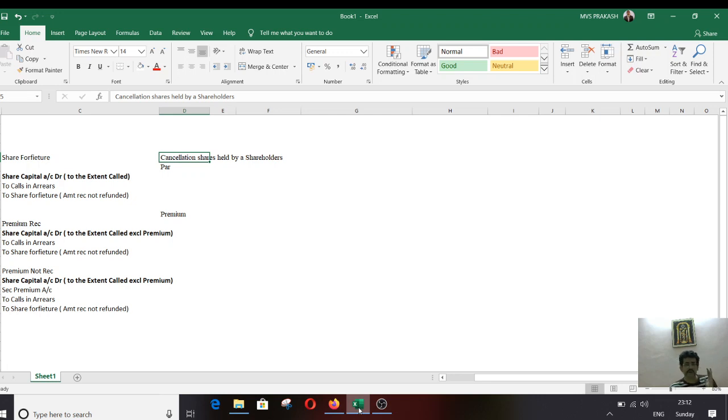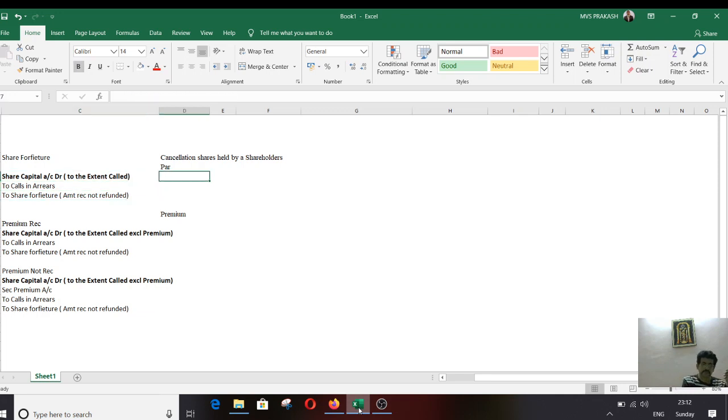First, let us focus on the accounting impact of share forfeiture. Ultimately, you are cancelling capital. As capital is shown as a liability, the liability is being cancelled, so I have to debit it. Simply, share capital account will be debited. Why are you cancelling? Because you failed to pay me the allotment money and the call money. That is why I am going for forfeiture, so calls in arrears is credited. Whatever money you paid me, I won't give back, and that will be transferred to share forfeiture.